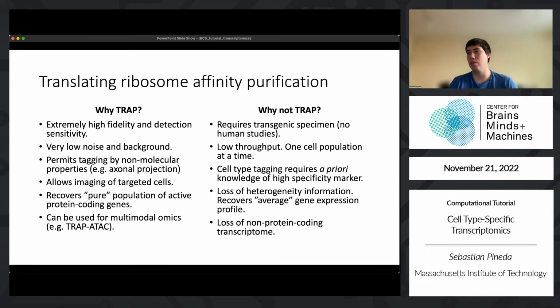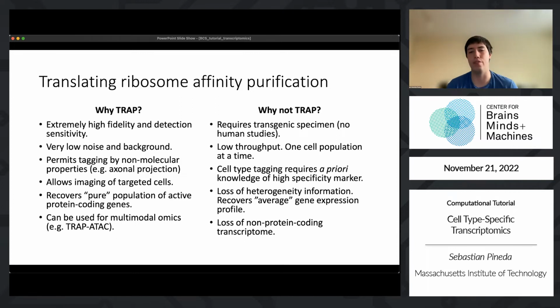So what are some cases where people would not want to use it? Because this requires a transgenic specimen, you can't use this on humans, and that's a big drawback, because we would love to get cell type specific transcriptomes from human disease postmortem samples. It's also quite low throughput. As I mentioned, you can only target one cell type at a time. And if you don't know what cell type you're looking for, then this poses a challenge, because you either have to do many such experiments or, well, there are better ways of approaching this.